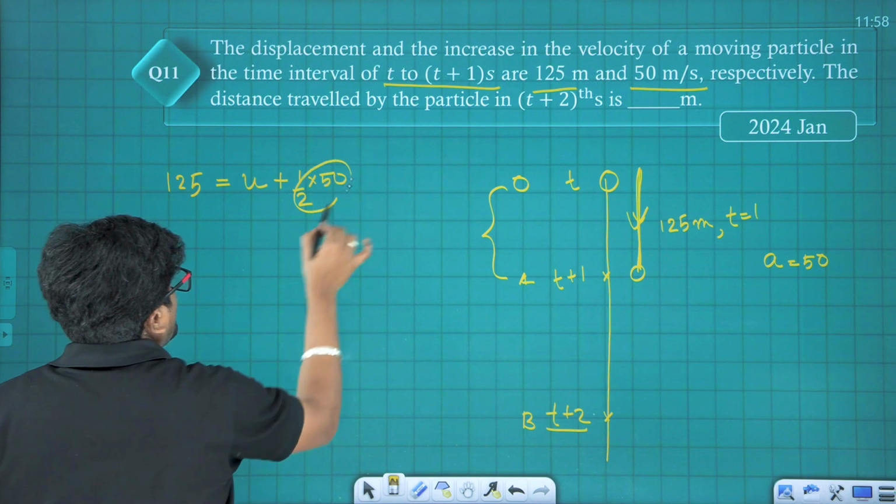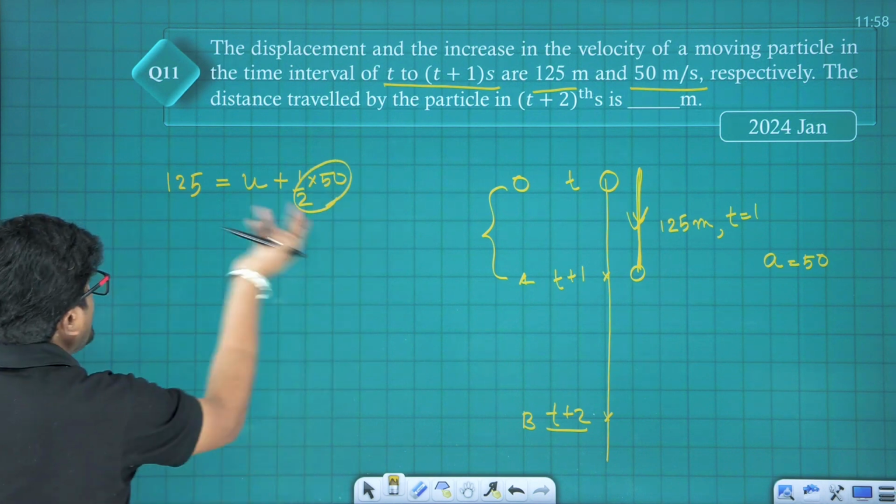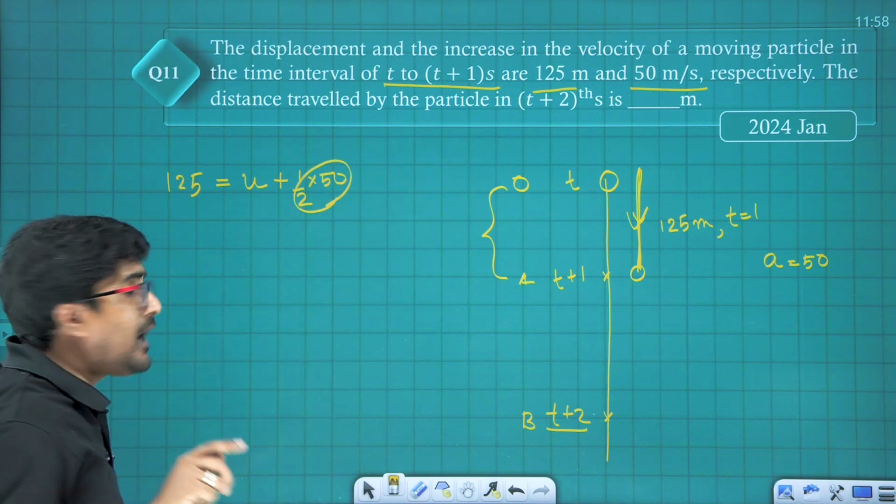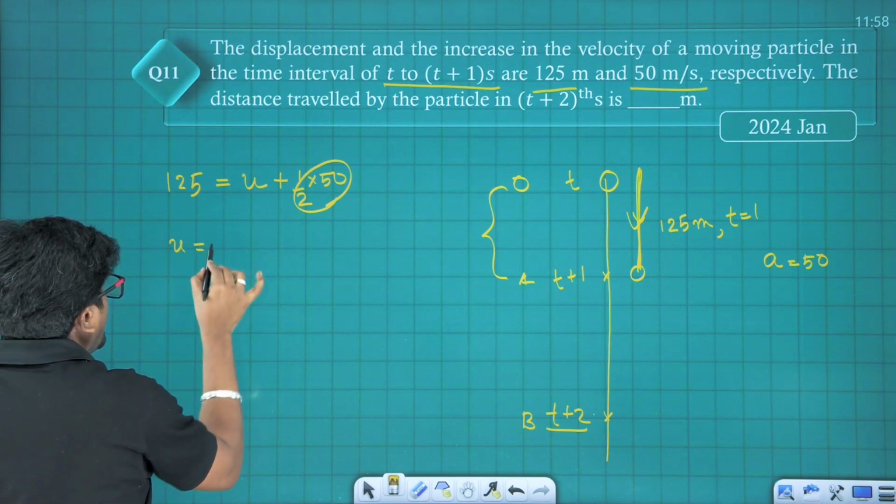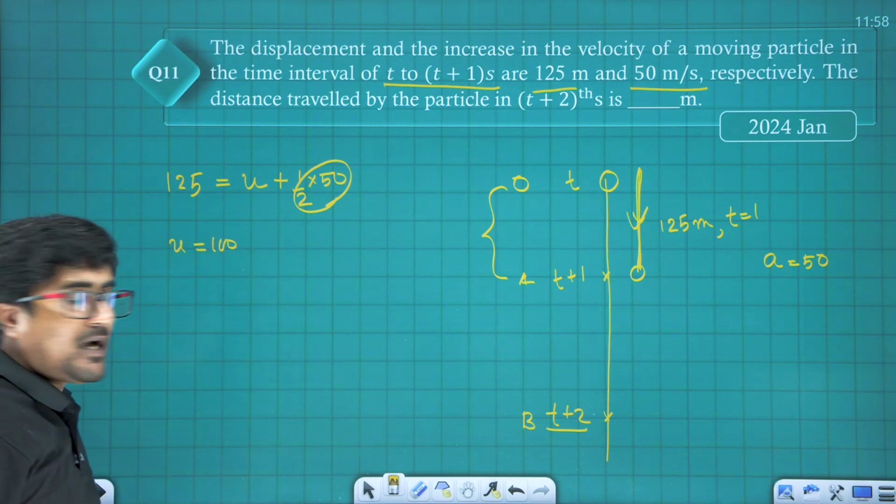So here 50 by 2 is 25. 25 comes towards the left, it's going to be 100. So u is going to be what? 100 here. u is going to be 100.